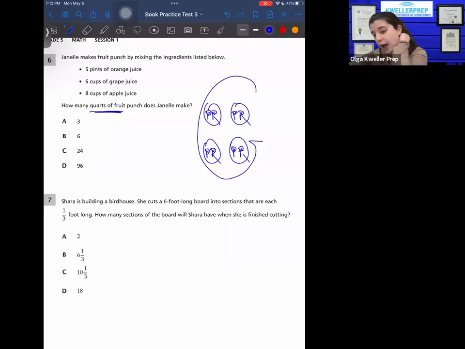So we've got 5 pints of orange juice. In each pint, 1 pint is equal to 2 cups, according to our little figure that we just drew. So if we have 5 pints of orange juice, how many cups of orange juice is that?